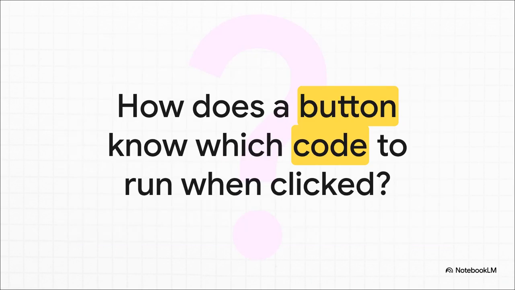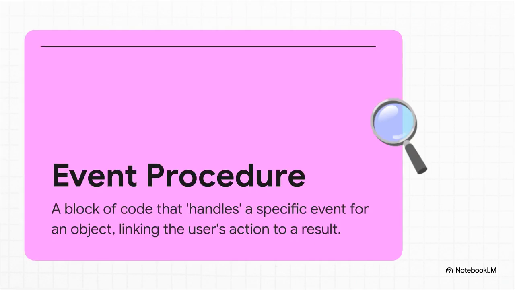Simple, right? And that brings us to the million-dollar question. We've got a button over here, we've got a line of code over there. What's the invisible wire that actually connects a user's click to that me.close command? The answer, the wire, is something called an event procedure. This is the critical connection.